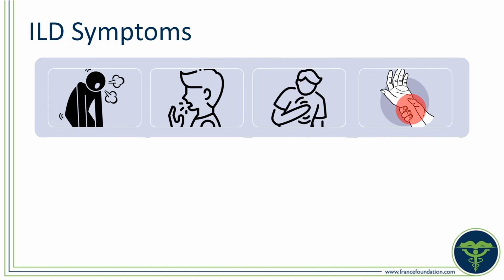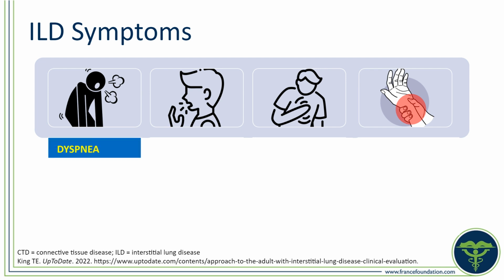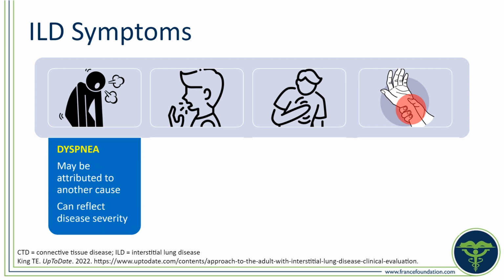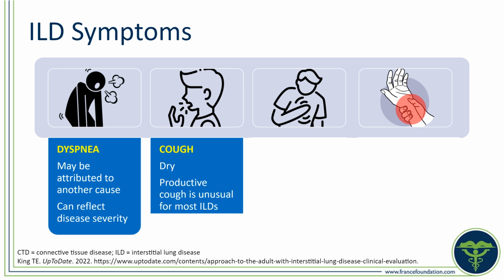As a physician, you need to be aware of interstitial lung disease symptoms. The most obvious symptom would be dyspnea, and this can be related to other causes, but it can also reflect disease severity of ILD. Cough is another common symptom. Usually this is a dry cough, as productive cough is unusual for most ILDs, but you can see a productive cough, particularly when a patient has reflux disease, as many of these patients do.